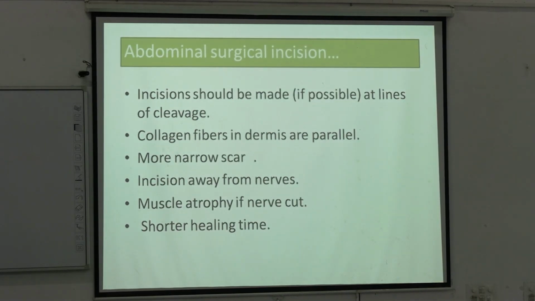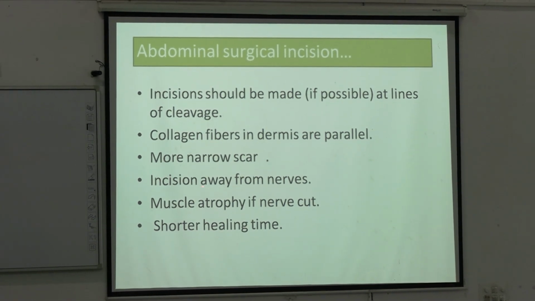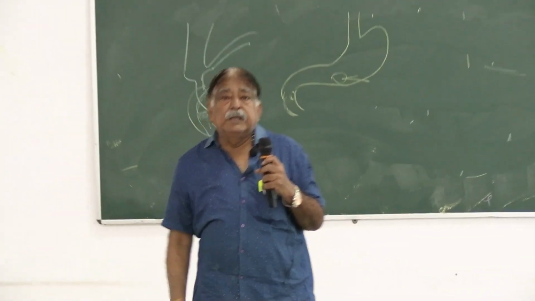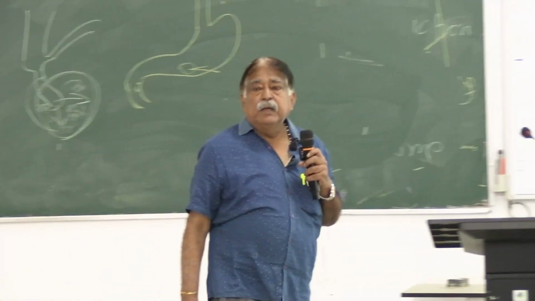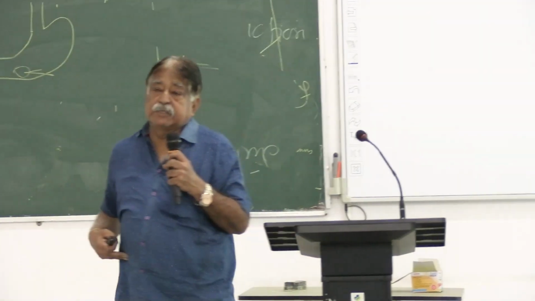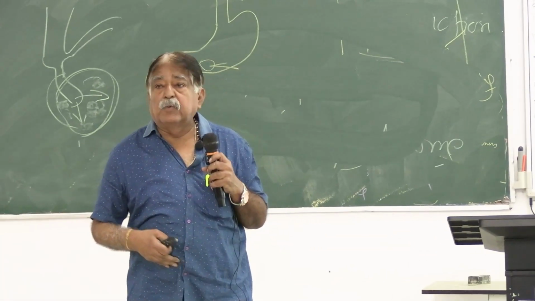Now, abdominal and surgical incision. Incision should be made, if possible, at lines of cleavage. Collagen fibers in dermis are parallel. More narrow scar, skin incision away from the nerves. Muscle atrophy if nerve cut, shorter healing time. That's why you'll see some incisions are there. And in appendicectomy, there are 4 incisions that are visible in the abdominal wall.